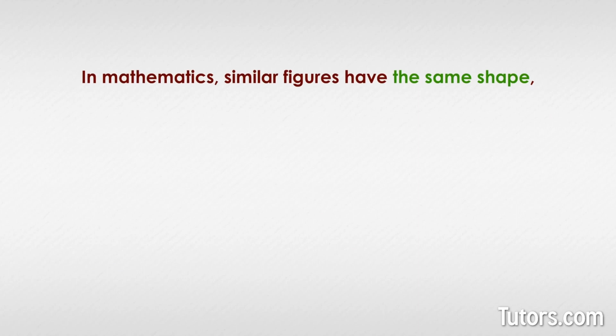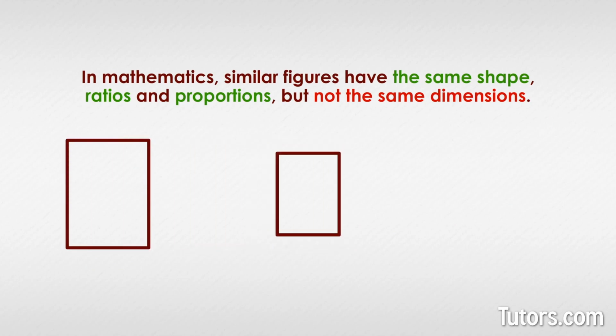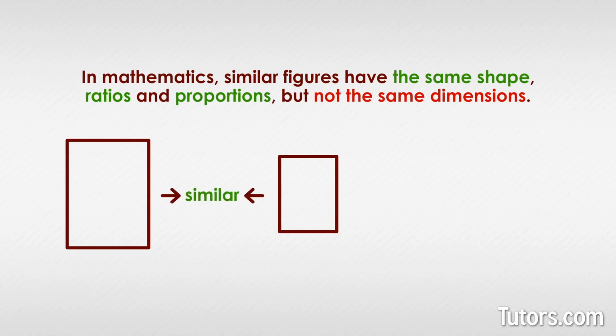In mathematics, similar figures have the same shape, ratios, and proportions, but not the same dimensions. If you can enlarge or shrink one shape and it will exactly match the other, the two shapes are similar. Even if you further need to flip or rotate a shape to make two shapes correspond, they are still similar.